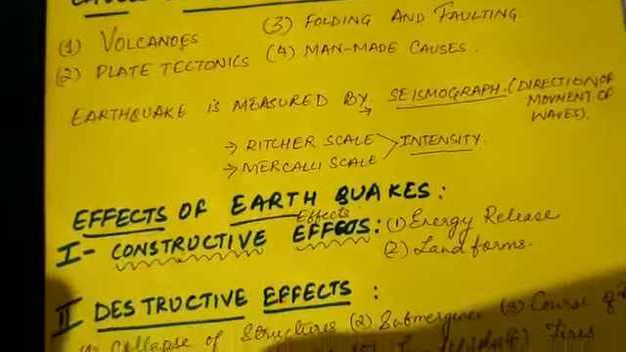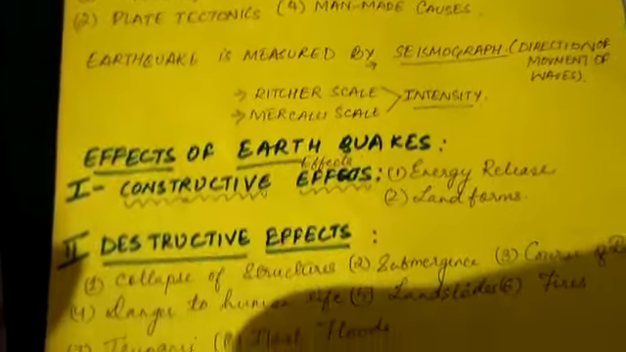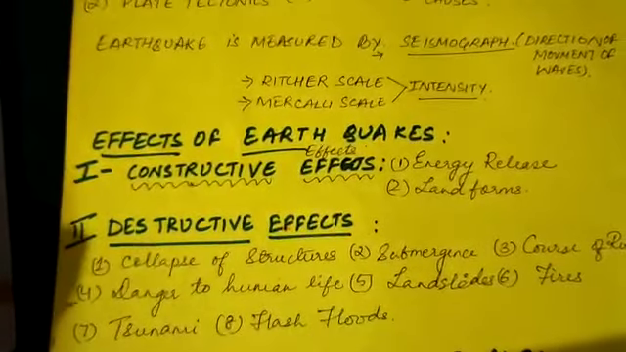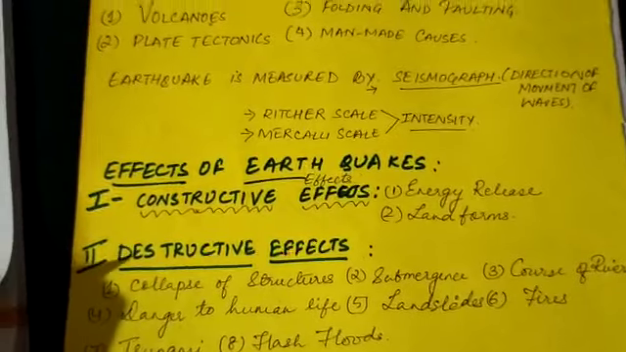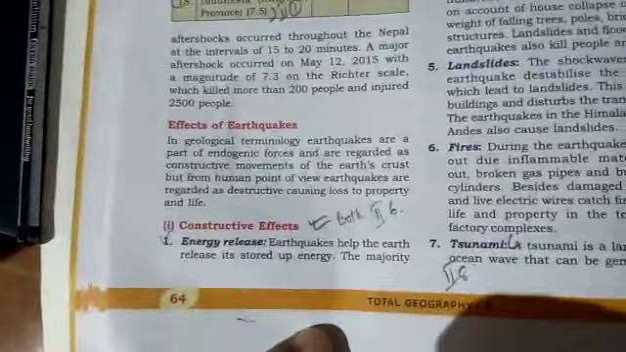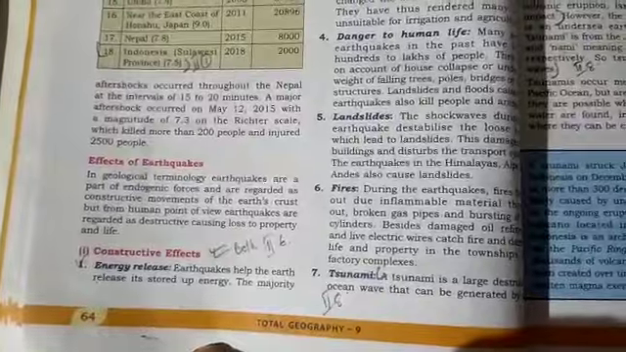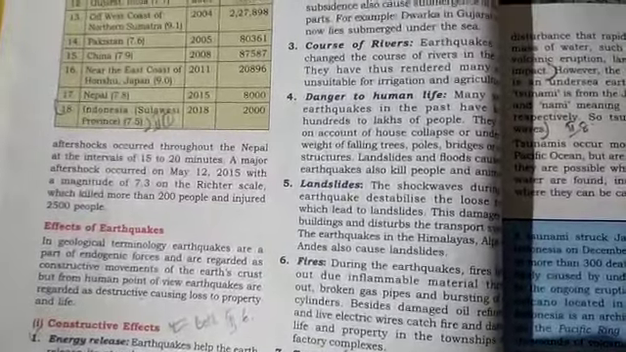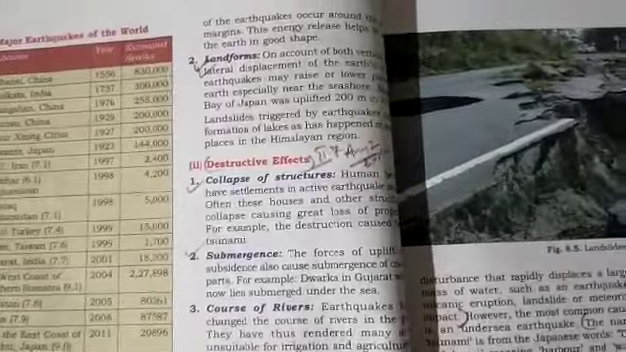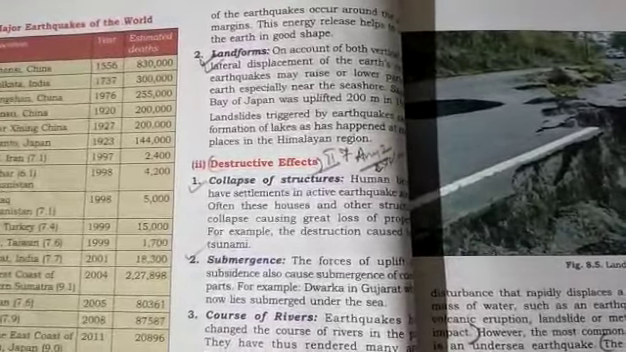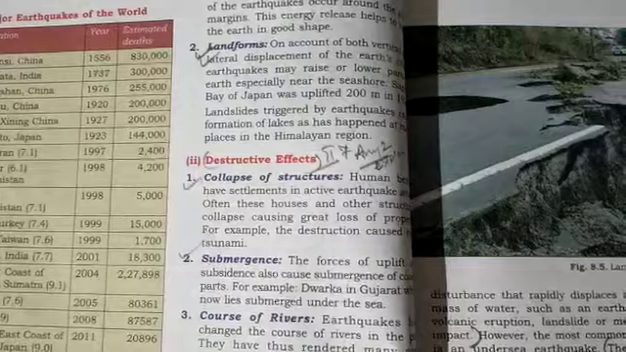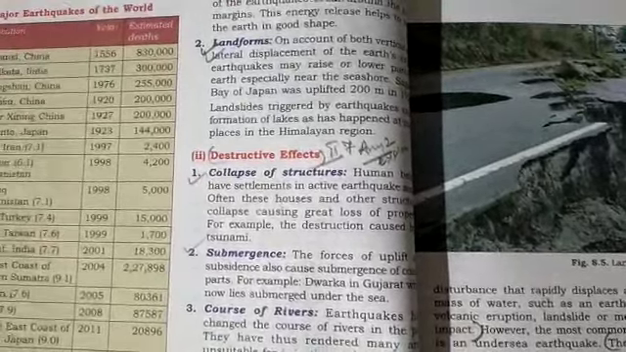Now we have various effects of earthquake. There are constructive effects and destructive effects. Constructive effects lead to the formation of energy release and various landforms. Regarding the constructive effects, energy release, geothermal energy, it releases the majority of the earthquakes around the margin. The energy helps the earth to be in a good shape. The landforms, especially, are raised, both vertical and horizontal. Lateral displacement of the earthquakes may raise lower parts of the earth, especially near the seashore.